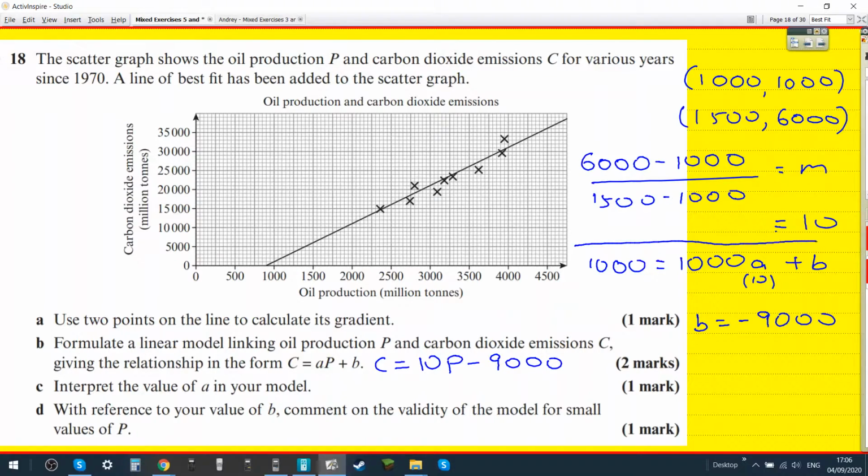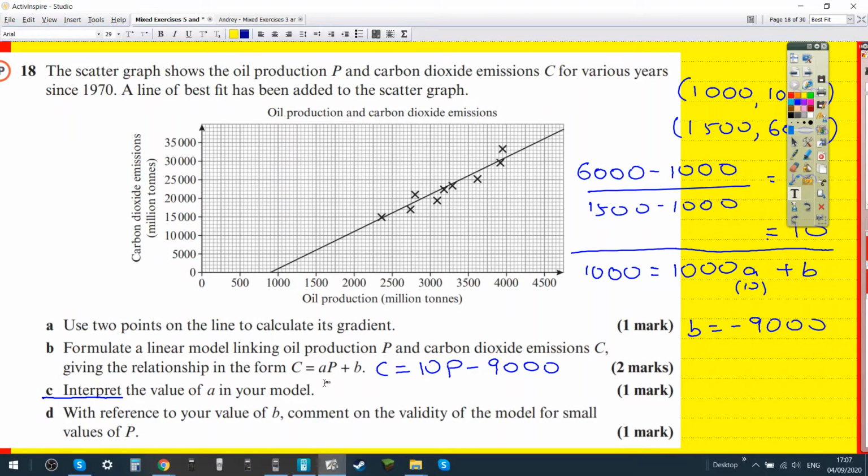Part C. 10, I think. Is it 10? Interpret the value of A in your model. Yeah, so it's referring to 10. That means put it in the context of the question. Oh yeah, sorry. What it actually is? I think is it just the oil production and carbon dioxide emissions?